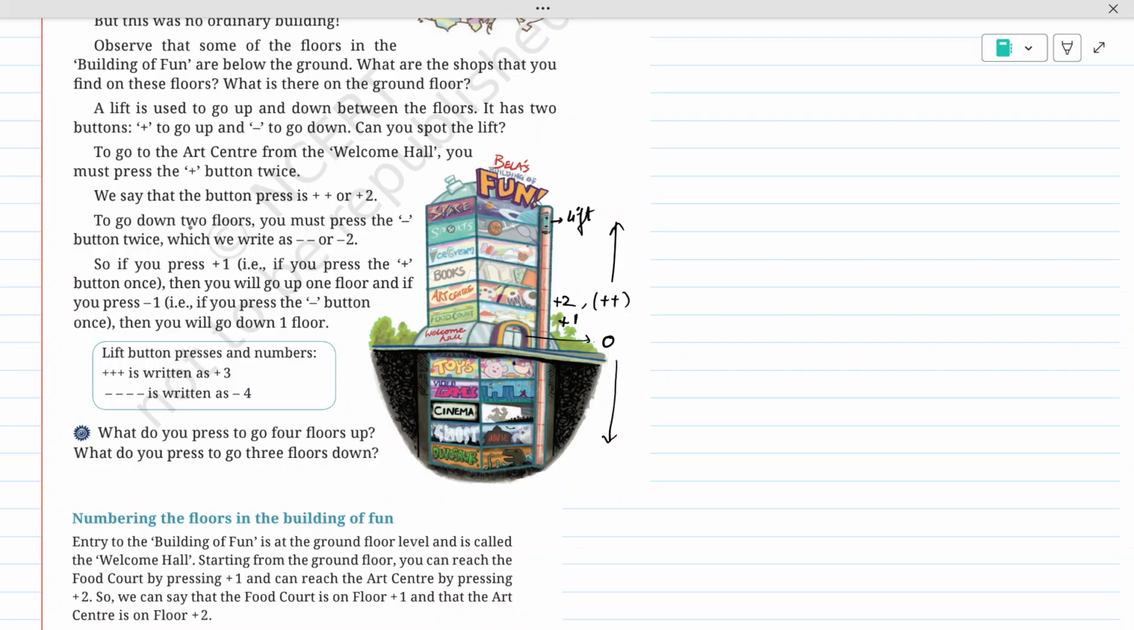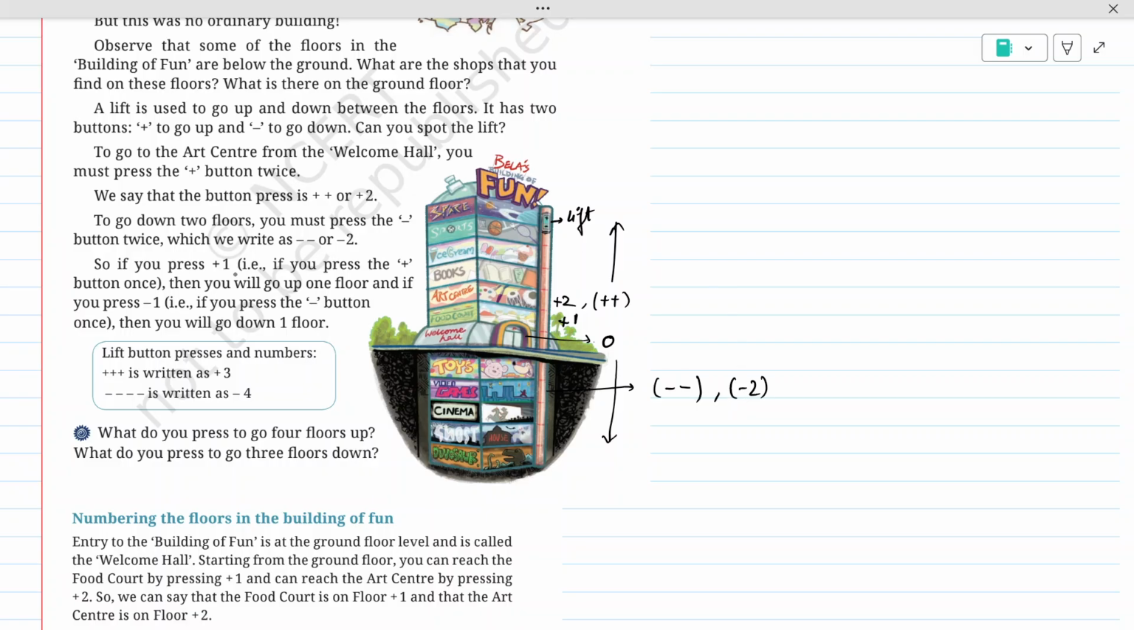Now to go down the floors, we have to press the minus sign button twice, which we write as minus minus or -2. So from here, if we have to go to the second floor below, the video game floor, we have to press minus twice, or we can say -2. Any of these is fine.